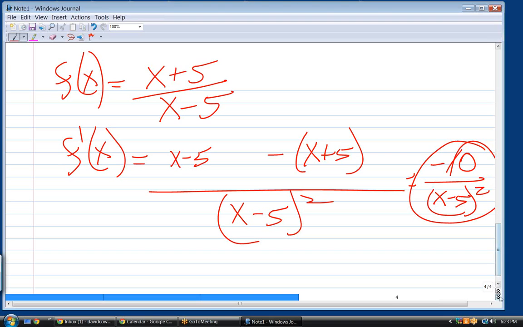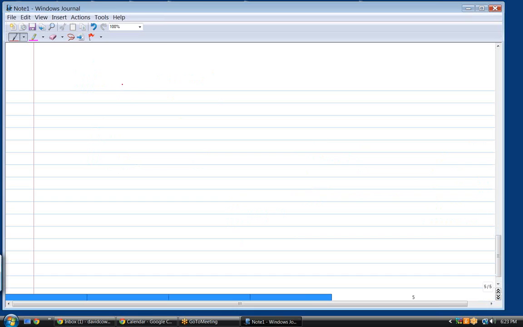These don't make sense to me. Let's talk about notation. All of these things mean the same thing. Okay.